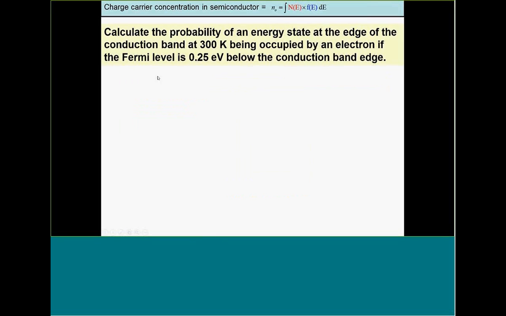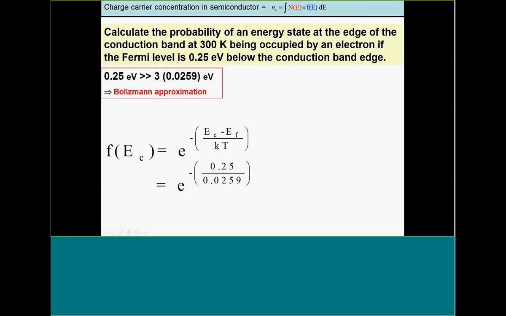So, calculate the probability of an energy state at the edge of the conduction band at 300 K being occupied by an electron if the Fermi level is 0.25 eV below the conduction band edge. So what's the probability? Just straightforward. We know that 0.25 eV is much greater than 3 kT, and we know that kT at 300 K is 0.0259. So definitely we are able to use the Boltzmann approximation. So we just use the equation just now.